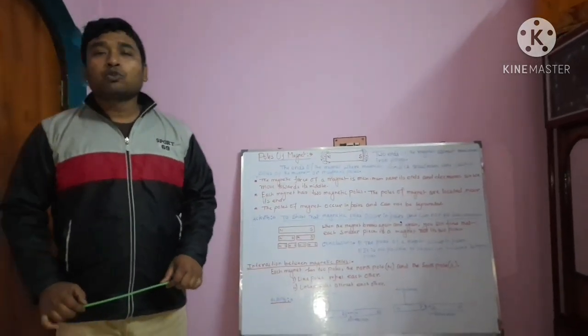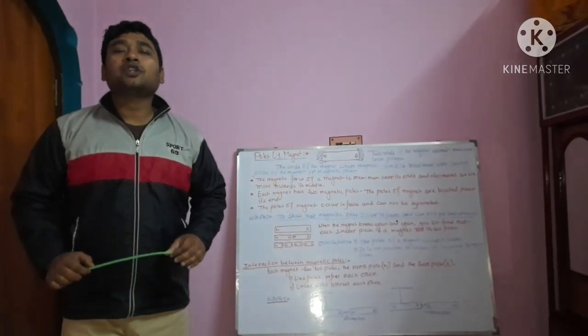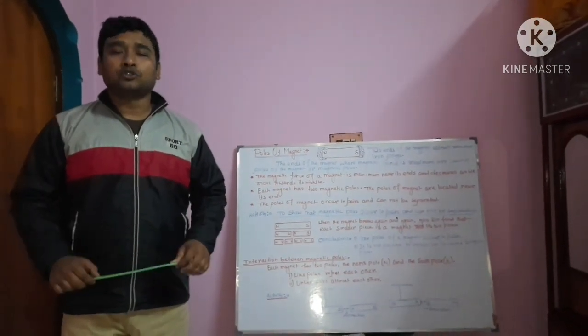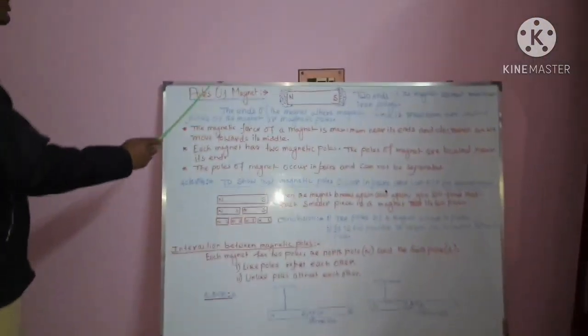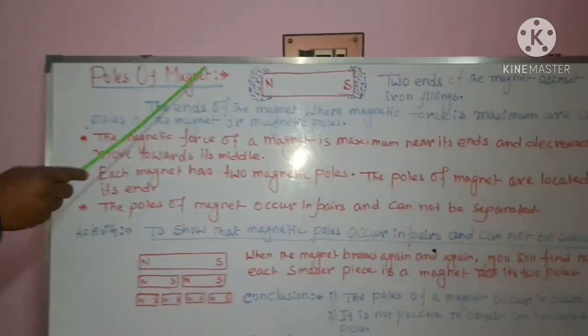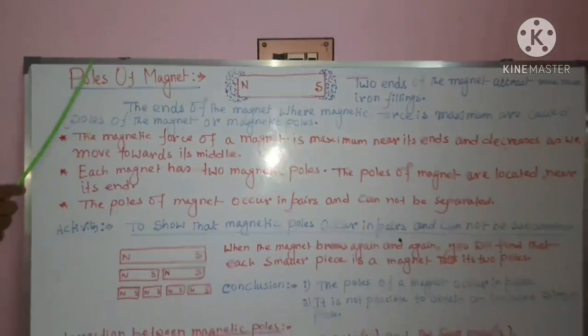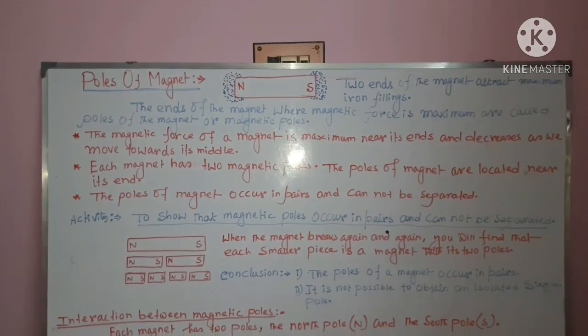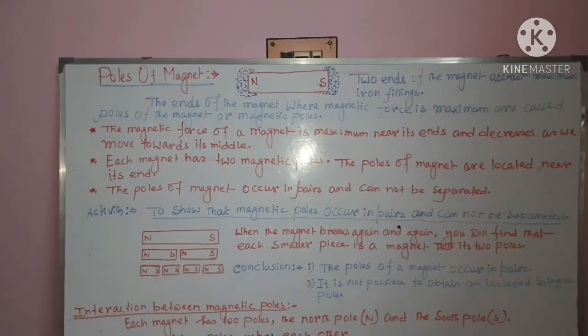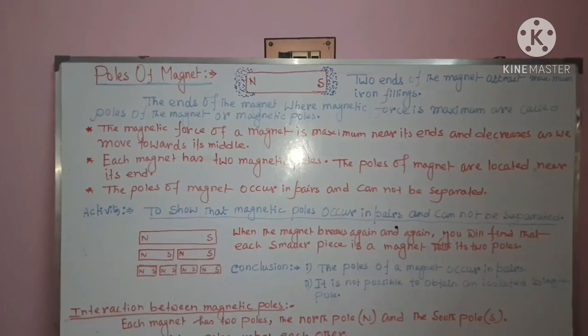Today we will start the discussion on magnetic poles. Now see the board very carefully. Poles of magnet. We want to learn about poles of magnet. To learn about poles of magnet, you can perform an activity at your home also.